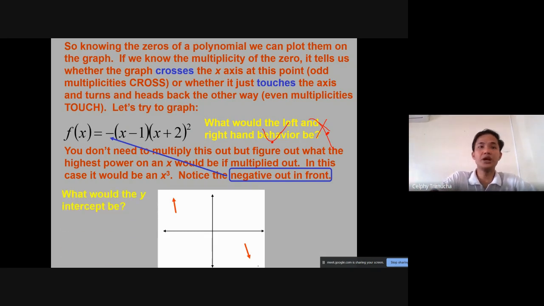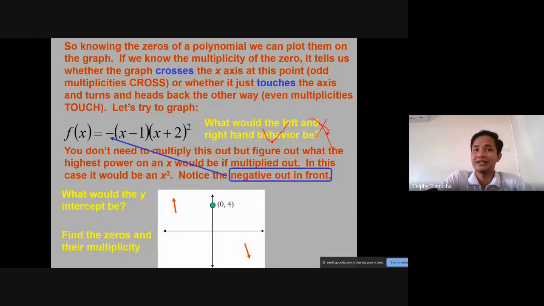So what would be the y-intercept? For the y-intercept, let x equal 0. So -1 times -1 is positive, then we have 2 squared left. So that will be equal to 4. y = 4. That's why we have a y-intercept of (0, 4).